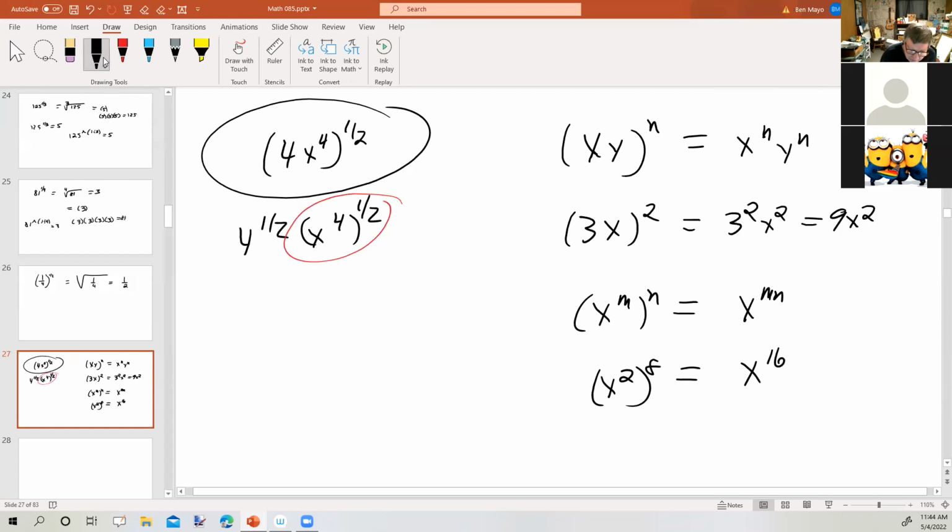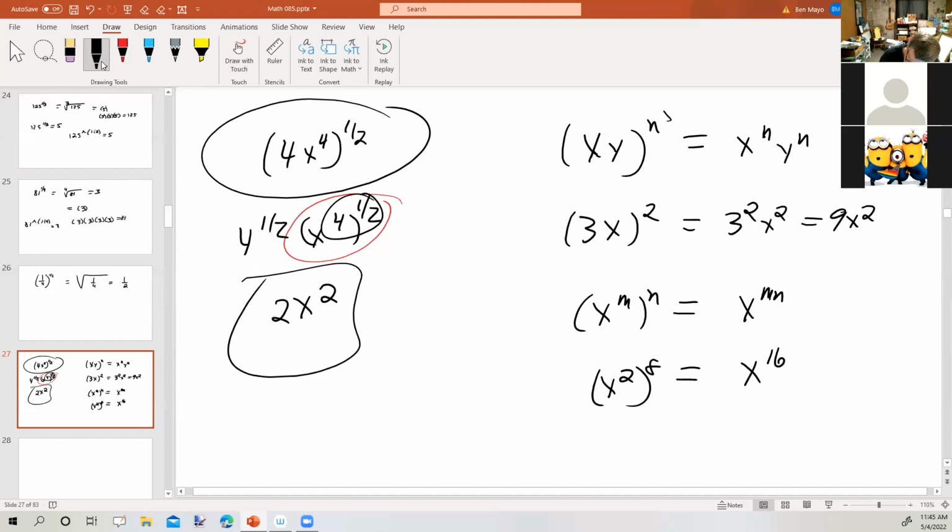4 to the 1/2 power, that would be the square root of 4, which is 2. And then x to the 4th to the 1/2 power would be x to the 4 times a half, which is 2. So we get 2x squared. Now the question is, do I need absolute value bars on this? And the answer is no, because since x is being squared, even if x was negative, a negative quantity squared would be positive. So my final answer is 2x squared.